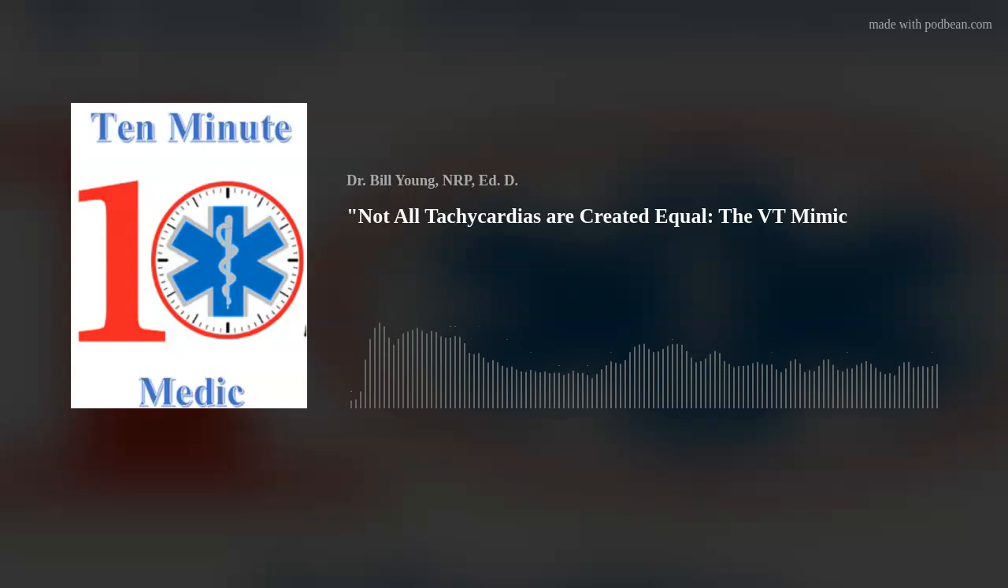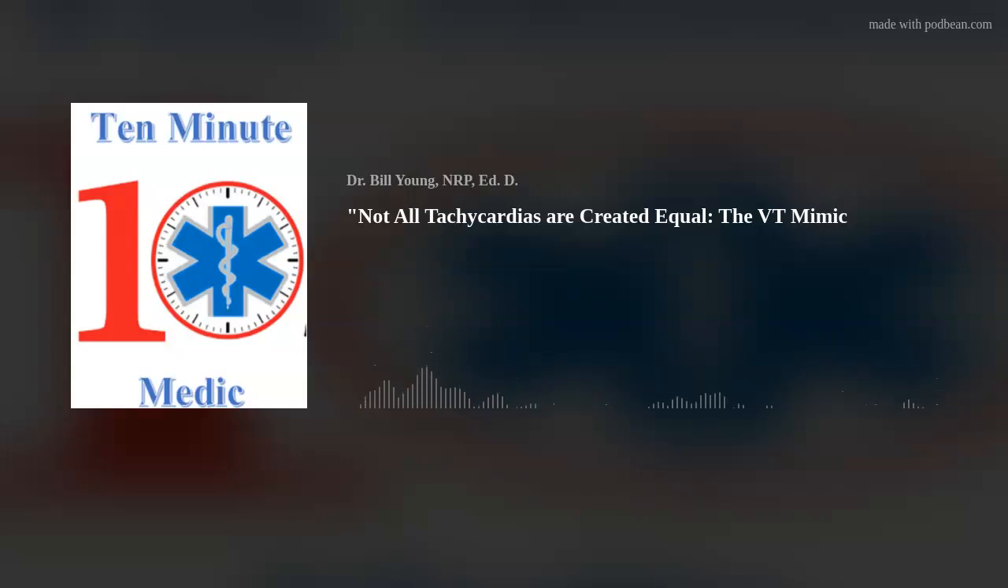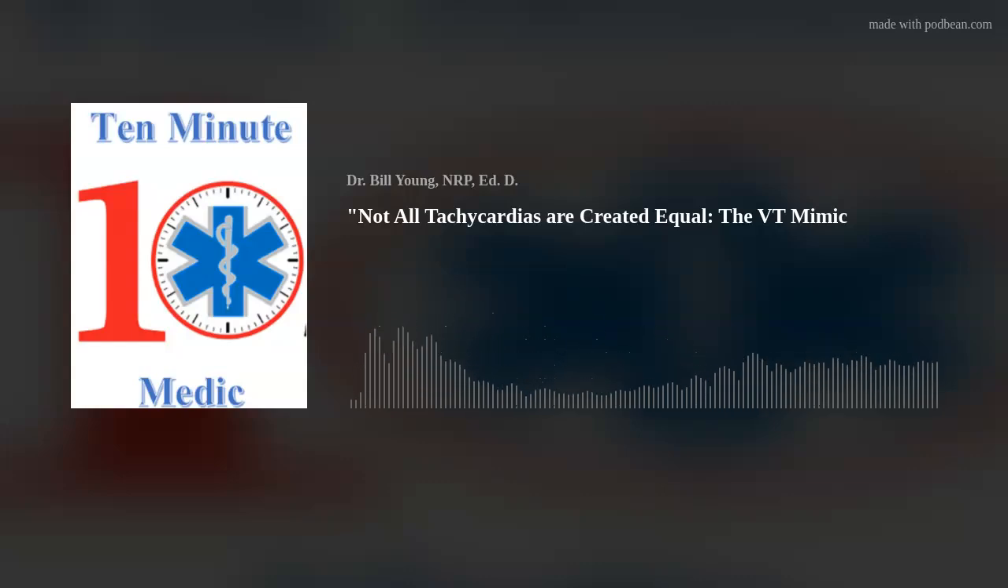Diagnosing SVT with aberrancy can be tricky because it mimics VTAC on an EKG. But there are some key clues that can help us to make the distinction. So let's take a look at some of these important diagnostic tools. The first place to look is at the EKG.